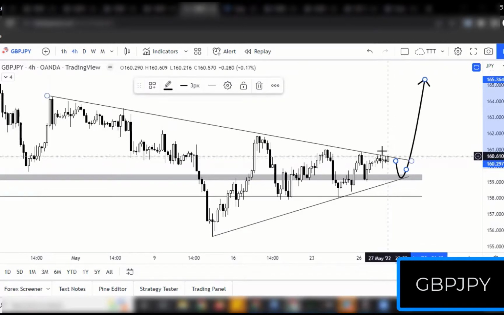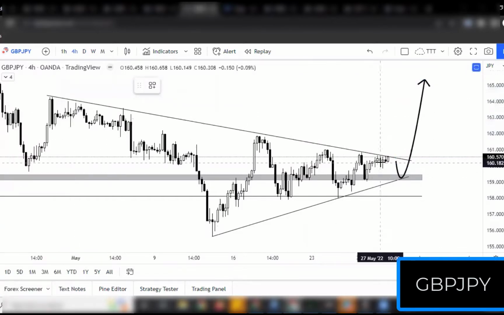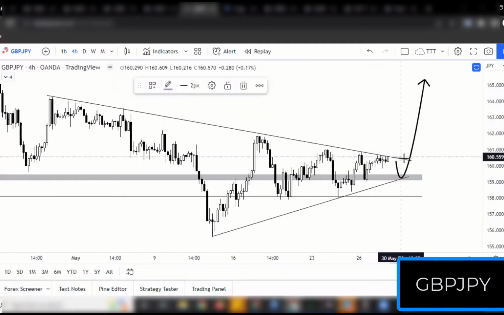But any dip is a good opportunity to take positions, and you can take positions around this area, and your stop loss level is below this area, which is 159.100. The upside target again is 100 to 200 pips.